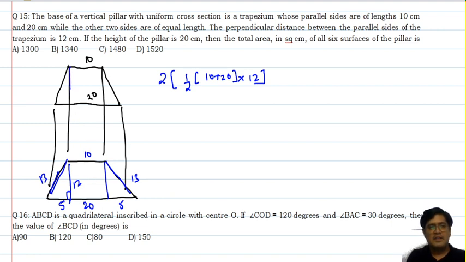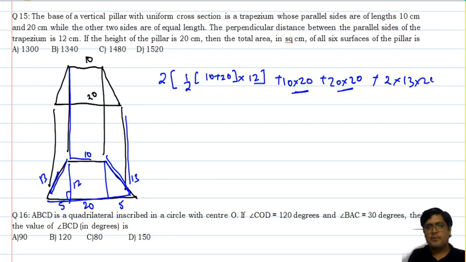See, the height of this wall is 20 and the base of the wall is 10. So 10 into 20 is the surface area. The base of this wall is 20 and the height is also 20. So the area is 20 into 20. So there is one wall of this kind, there is one wall of this kind. Now this base 13 and height 20, I have got 2 walls. So guys, this is the answer I'm looking for.